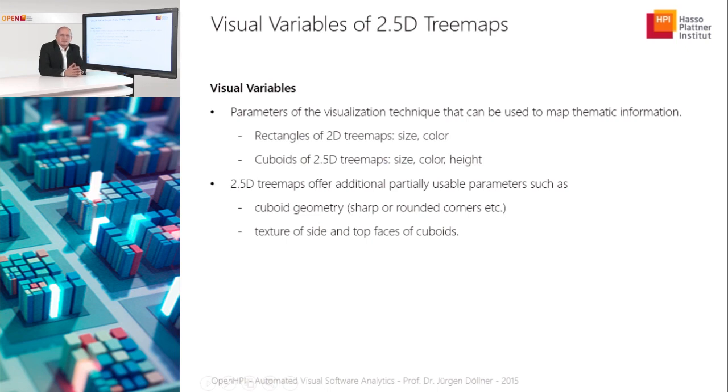In summary, the visual variables offered by 2.5-dimensional tree maps are more flexible. They offer height as an additional strong visual variable, and they offer secondary visual variables such as cuboid geometry and face textures.